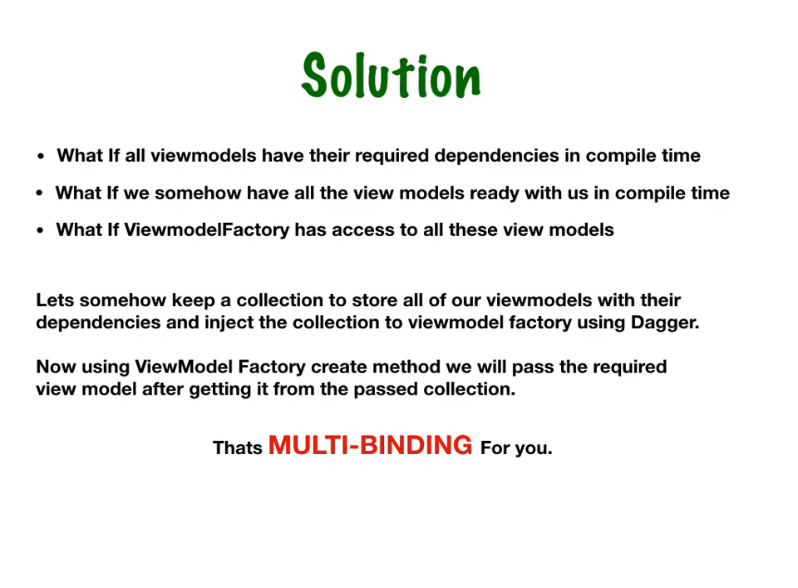I tried my level best to make it easier for you, but again I am saying the basic funda of multi-binding is you have to have your view models which are already having their dependencies sorted, and you have to keep your view models somewhere specifically in some collection, and that collection has to be injected in your view model factory in order to use the view model factory's create method to get up and running with your view models. So whichever activity requires whichever view model, you can use that one and give it back to them, because everything happens at compile time, so you don't have to worry anything about runtime.